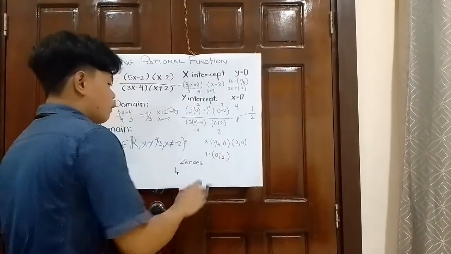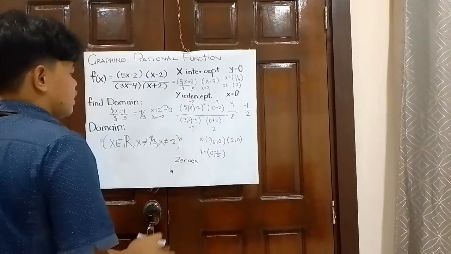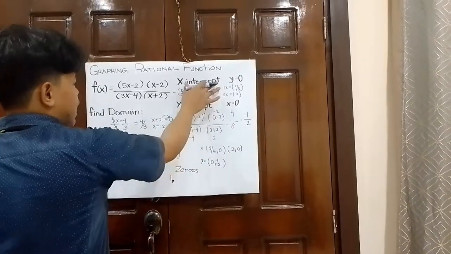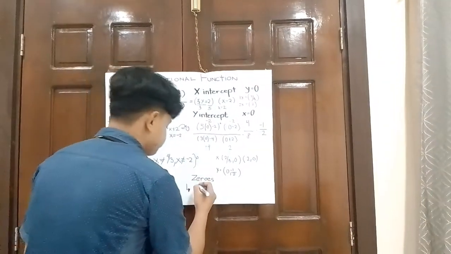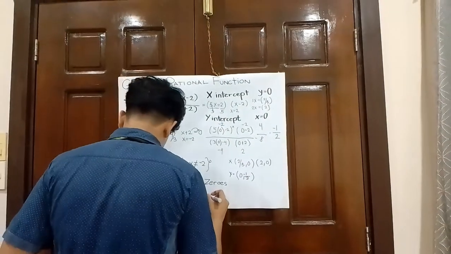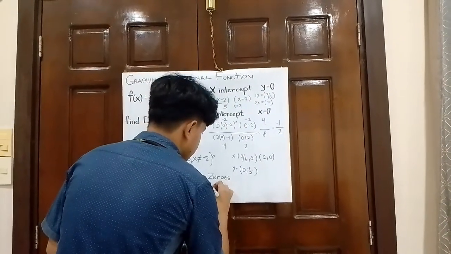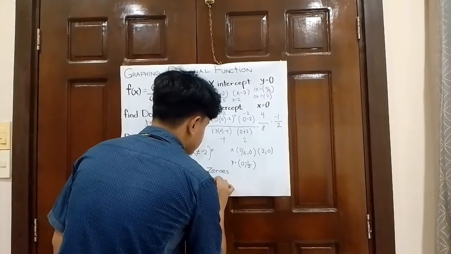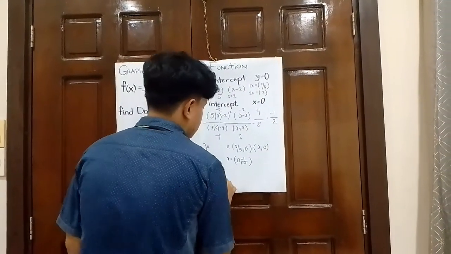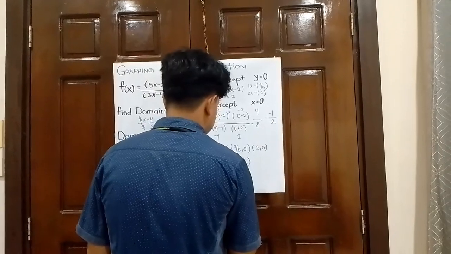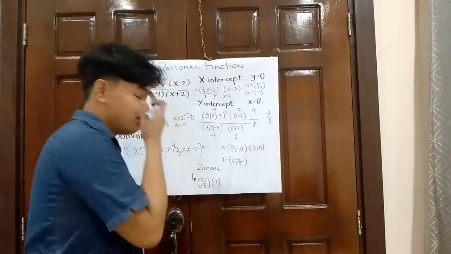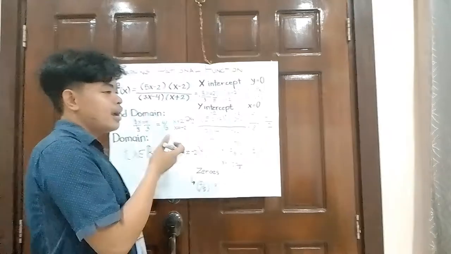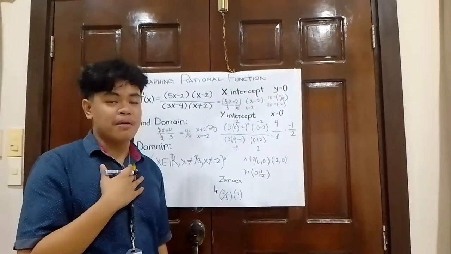So where do we find our zeros? Very easy. Our zeros are automatically the x-intercepts. So our zeros are 2 over 5 and 2. Now, to further explain this topic, I will ask my partner, Shaira Mae, to introduce the next part.